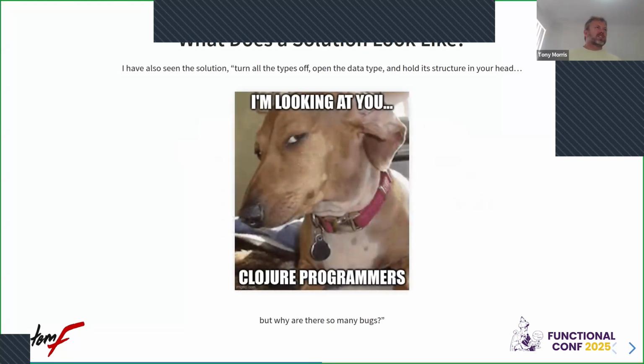When I wrote these slides, I was probably having a bad day at work writing Clojure. But one solution is just to turn all the types off, open the data type and hold it all in your head. Just create a map with a key and just add a new key or something like this. It's still a map. Hold all of that structure in your head. And why does our code keep crashing? So I do not propose this solution.